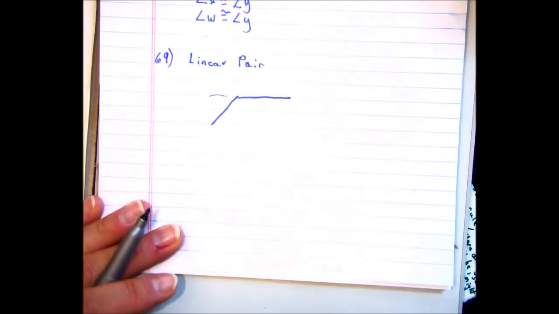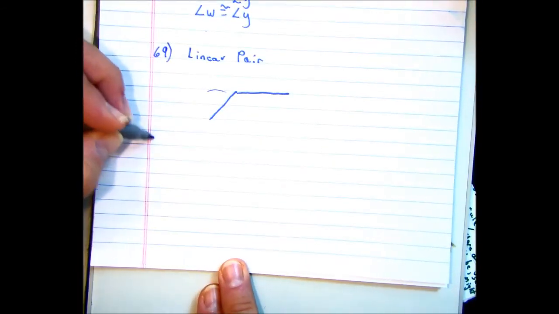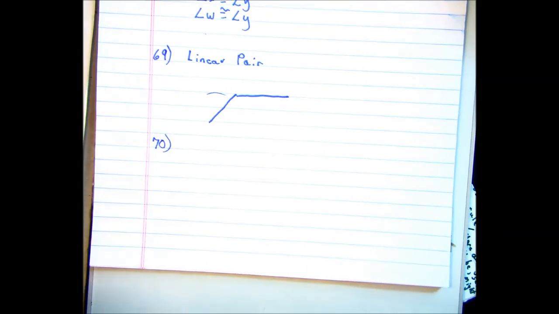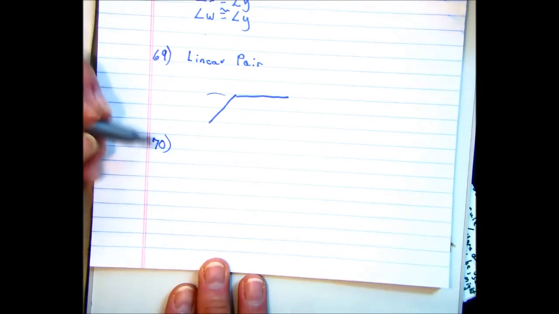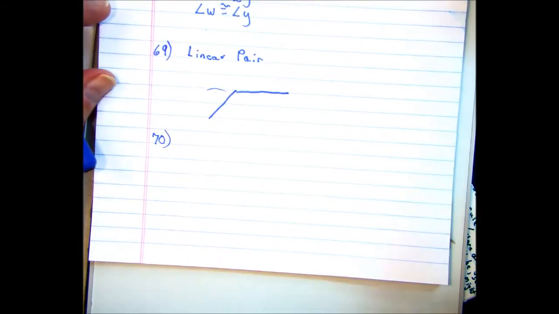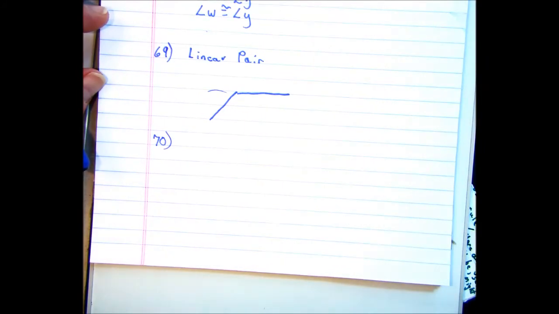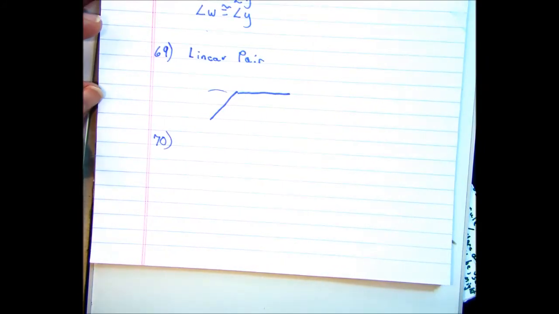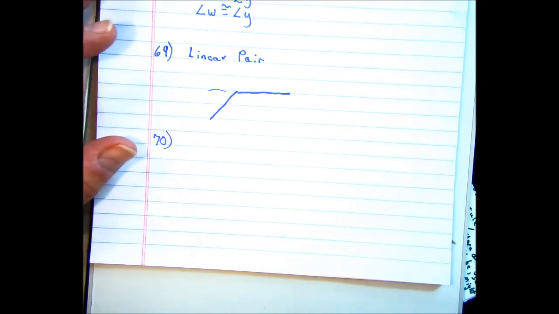All right. Problem 70. 70 is talking about supplementary angles, or 2 angles that have measures that add up to 180. And complementary angles are 2 angles whose measurements add up to 90. These are definitions that you've had for over the last several years. These are things that you should know by now. They are the basics for geometry.